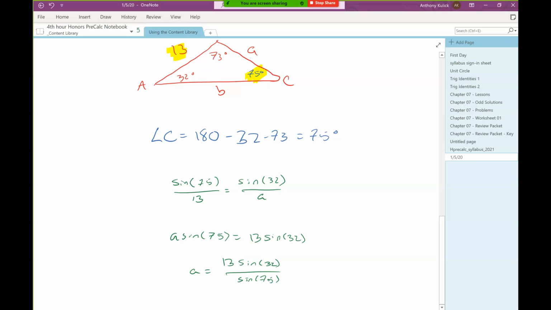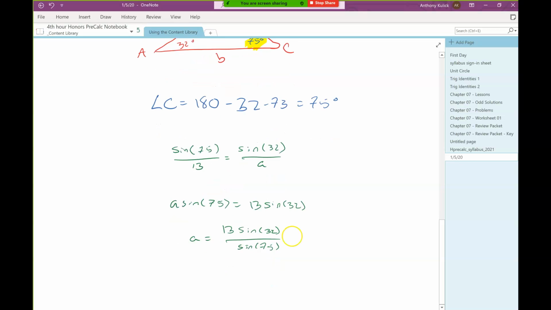I get this fraction. And if I type that now into my calculator, making sure that I'm in what mode? Degree mode. How did I know I needed to be in degree mode? Because the angles that were given to me were in degrees, exactly right. So there's my answer for side A. Everybody's okay with that? Nothing tricky, right? We just used the formula.